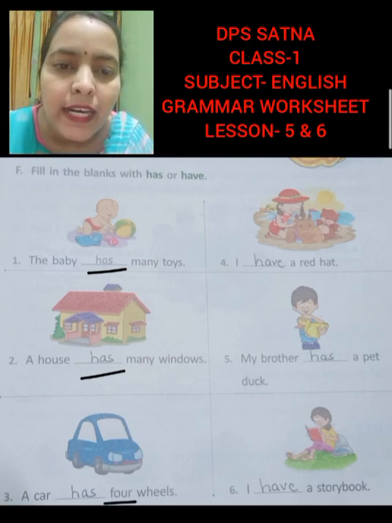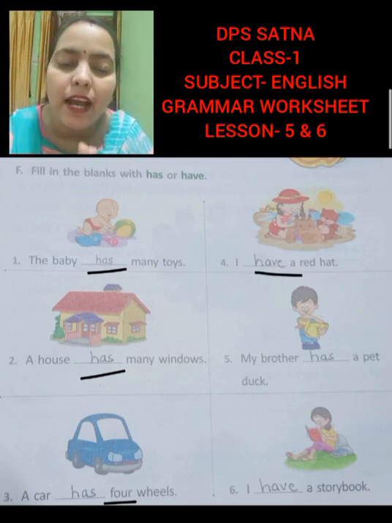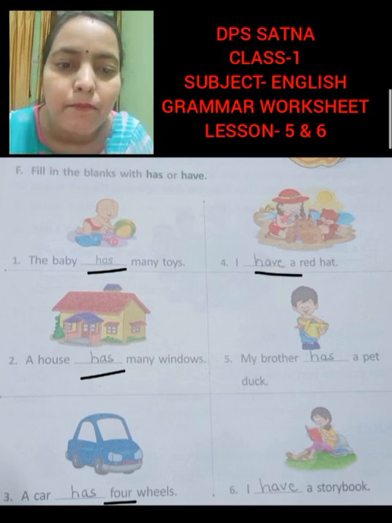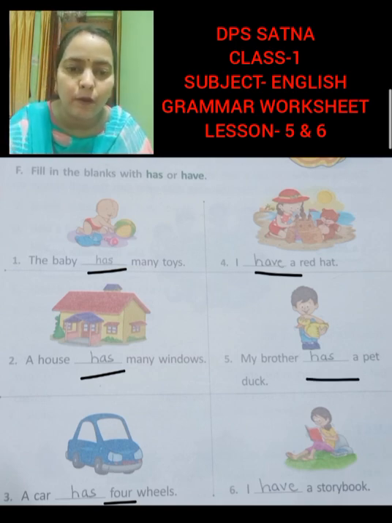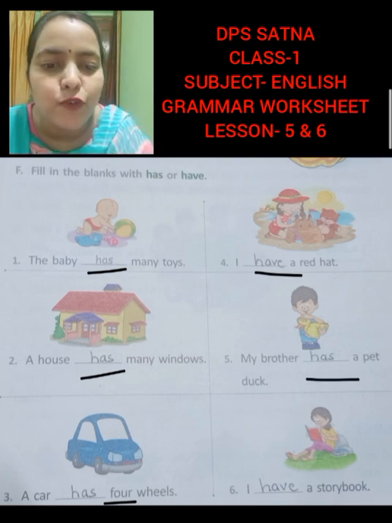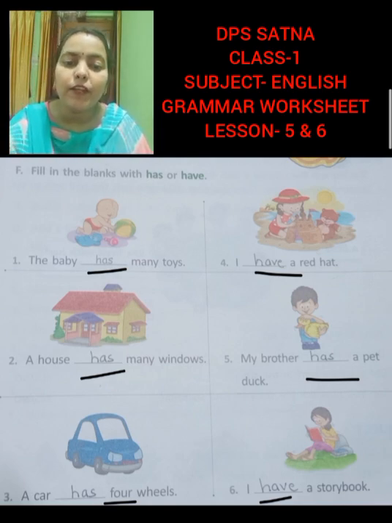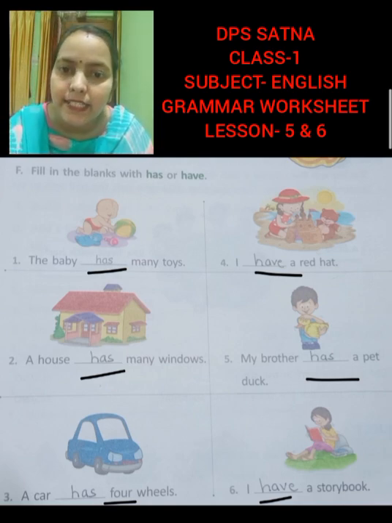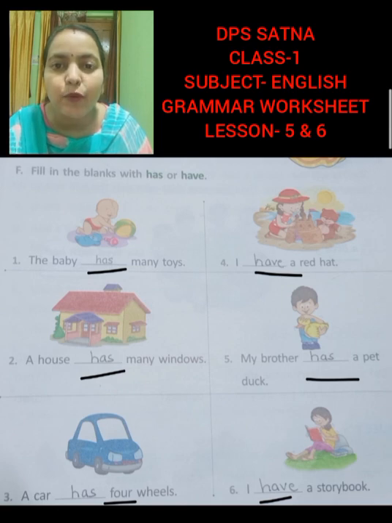Now the fourth one, I. So I is a pronoun. So with I always have comes. My brother has a pet duck. My brother, one noun. I have a story book. With I always have comes. Okay. So all the exercises are finished. You have to note it down, all these exercises in the book itself. Now from the next week we are going to do the semester 2 book.